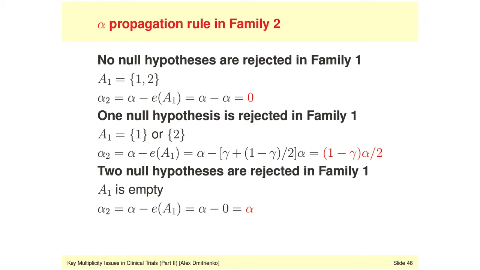Finally, the most optimistic case for us is the last case, when both hypotheses are rejected in the primary family. In this case, the set of accepted hypotheses A1 is empty. The error rate function in this case is equal to 0, and therefore subtracting 0 from alpha, we conclude that the significance level in the secondary family, alpha 2, is simply equal to alpha. This is great news because once we've been able to reject both null hypotheses in the primary family, we can now transfer the entire alpha level to the secondary family. That is obviously going to improve the probability of success in the secondary family.